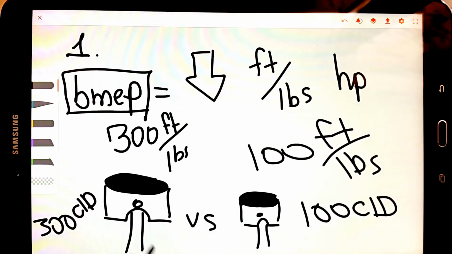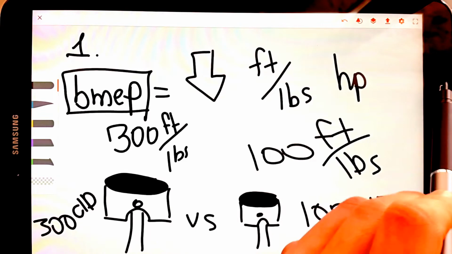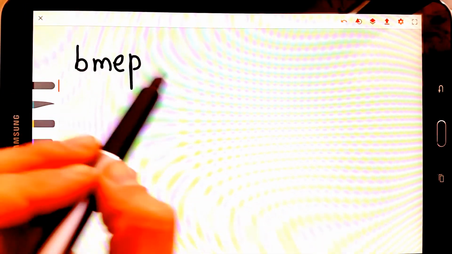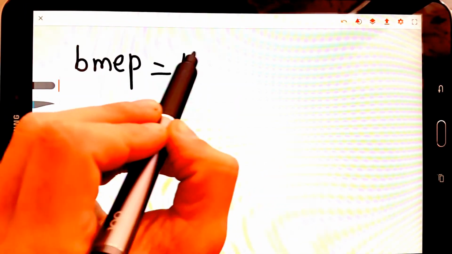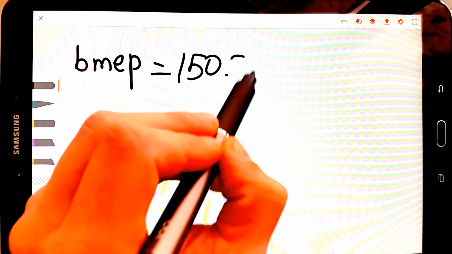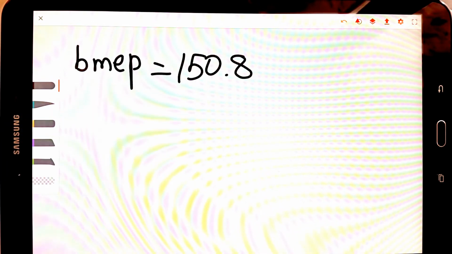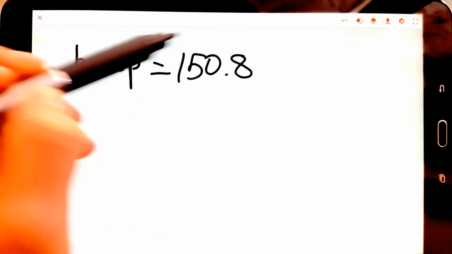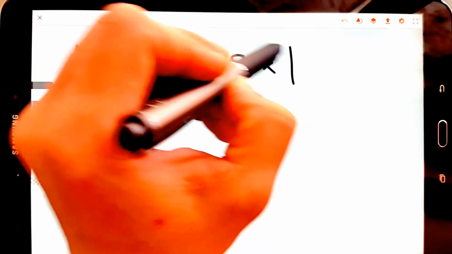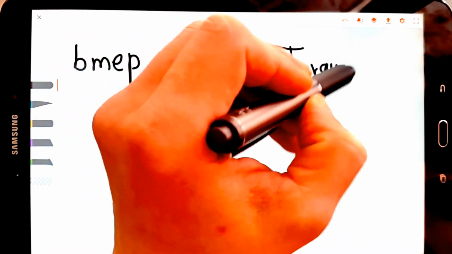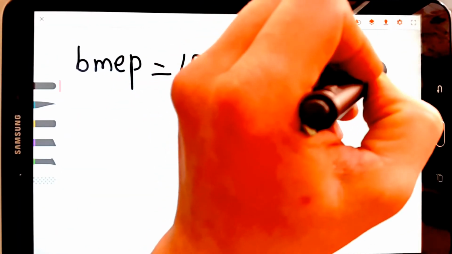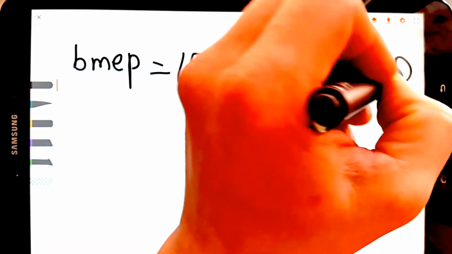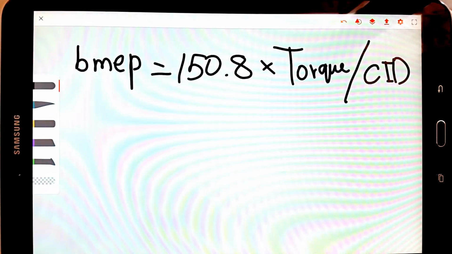Now, back to our Ford versus Toyota scenario right here. There is a formula for BMEP, and I want you to memorize this formula. It goes like this: 150.8, and don't ask me, this is a constant included in the formula. You can do your own research on that one. Times torque, how much torque you're making, divided by the cylinder displacement, or the size of your engine in cubic inches.